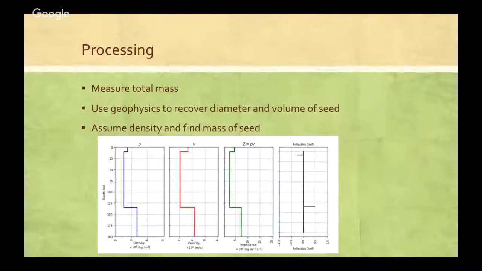Here's what we took from the app, and this is just a qualitative slide here. We expect to see the density of the seed greater than the density of the skin, which is greater than the density of the flesh, and that's why you get the negative reflection coefficient going from the skin to the flesh and positive from the flesh to the seed.